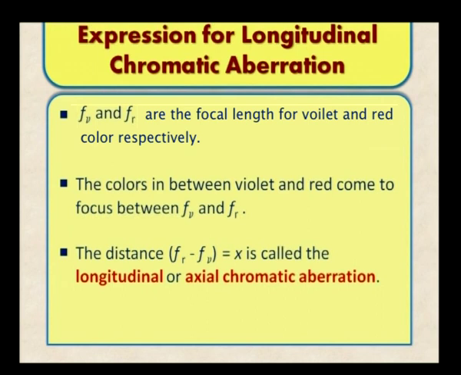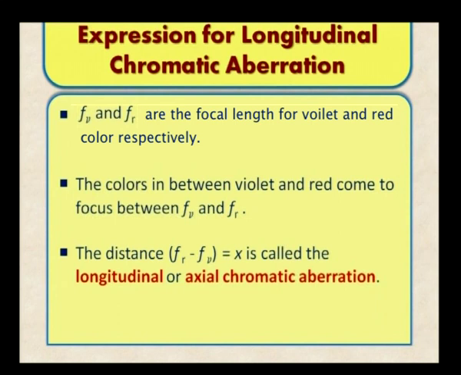As I mentioned earlier, F V is the focus for the violet rays, and F R is the focal length for the red light. Because the red light is focused at a far off point, violet is getting focused at a nearer point. The distance from the center of the lens to the focal point of violet is F V, and from the center of the lens to the point where the red comes to focus is F R. The colors in between violet and red come to focus, obviously, between F V and F R.